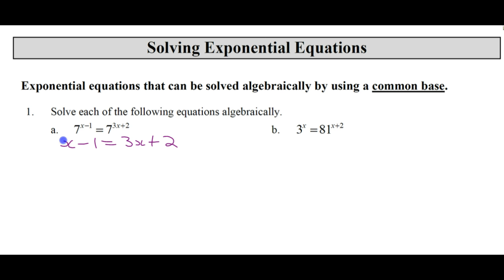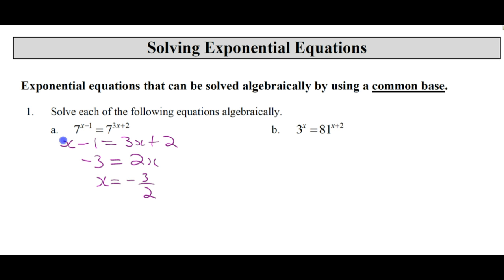Which means we move this over here, we'll get negative 3 is equal to 2x, so x is equal to negative 3 halves. And you can verify that. You can go 7 to the negative 3 halves minus 1, and 7 to the 3 times negative 3 halves plus 2. You get the same answer.